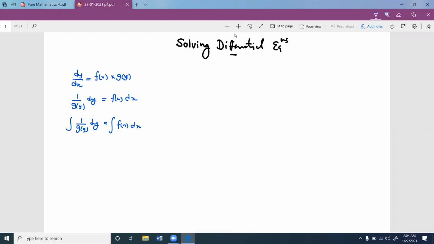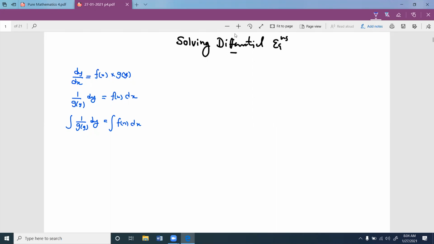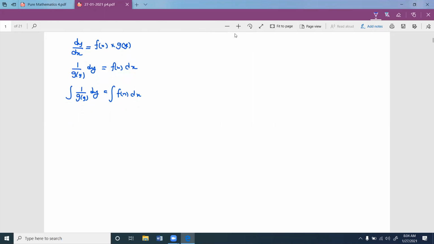It doesn't make a difference, because 1 over g(y) is anyway just a function. So we will work accordingly to obtain the answer. Let's see from a question what kind of situations they request us to do.